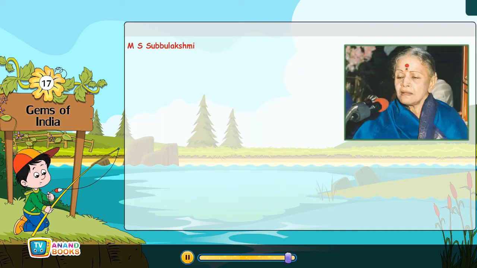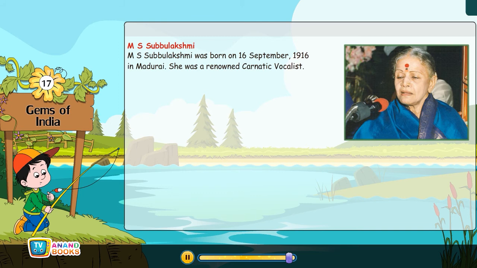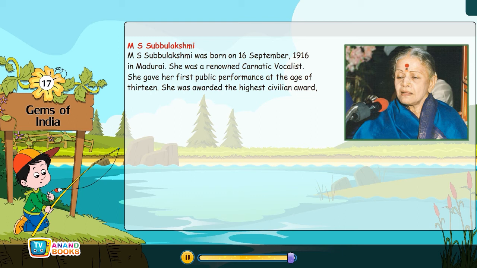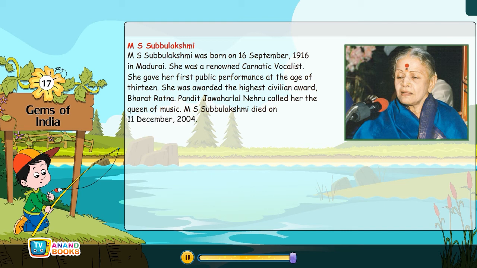M.S. Subbulakshmi. M.S. Subbulakshmi was born on 16 September 1916 in Madurai. She was a renowned Carnatic vocalist. She gave her first public performance at the age of 13. She was awarded the highest civilian award, Bharat Ratna. Pandit Jawaharlal Nehru called her the Queen of Music. M.S. Subbulakshmi died on 11 December 2004.